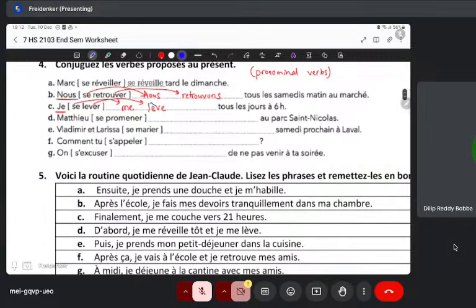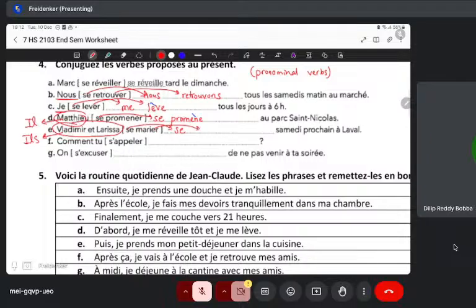Anyways, okay. Matthew is nothing but il, and for il, SC will remain as it is. So il se, and then the conjugation of this will also get an accent. So il se promène. Then Vladimir and Larissa, so male and female, I can replace it with ils. So what does ils take? SC will remain as it is, and you have to conjugate this one.